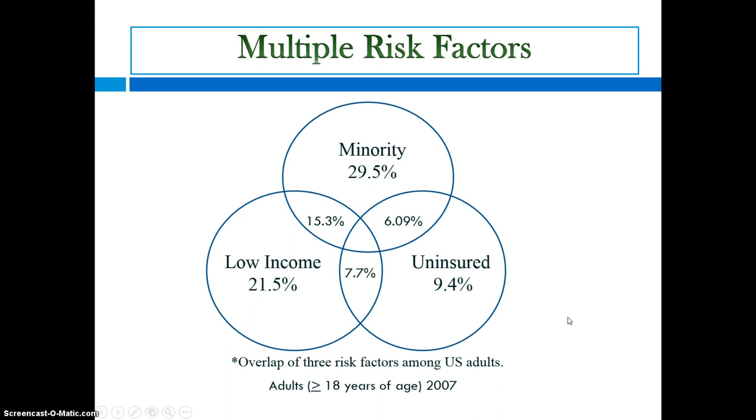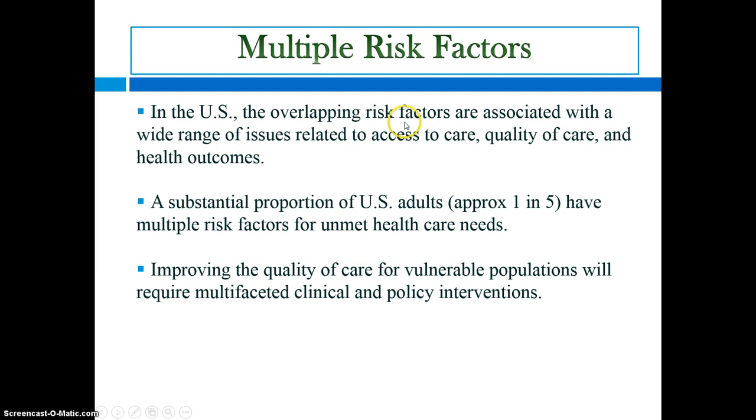It talks about, in the US, the overlap of risk factors, the substantial portion of the population that has multiple risk factors, and then improving the quality of care for vulnerable populations requires a multifaceted clinical and policy intervention. It's not going to happen on its own.